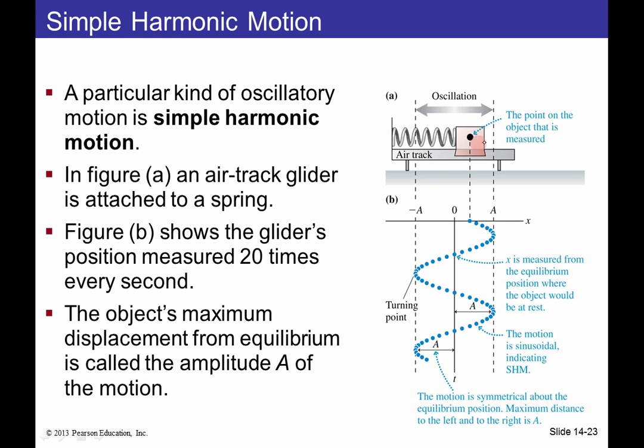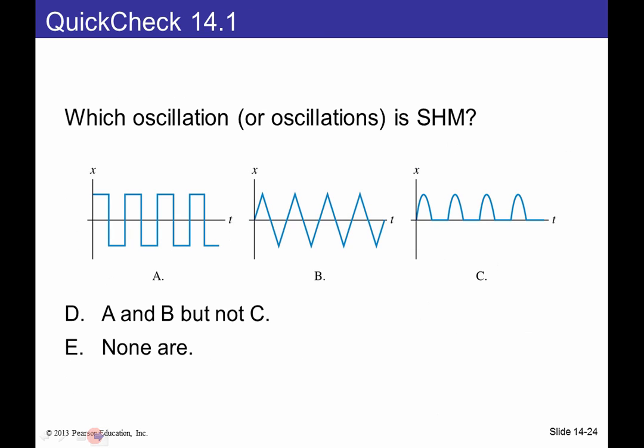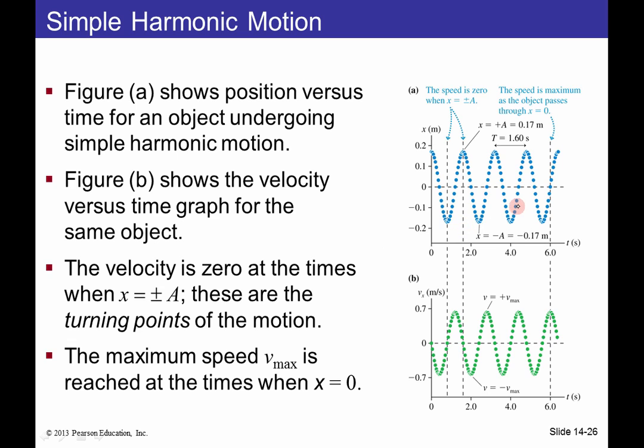This is a picture of a mass on an air track, and this would be the plot of the position versus time of the mass. It goes from a maximum amplitude to the negative of that amplitude. This distance from here to here is called the amplitude of your motion. So which one of these oscillations is harmonic? Take a minute. And the answer is known. Remember, a harmonic oscillation looks like this one here.